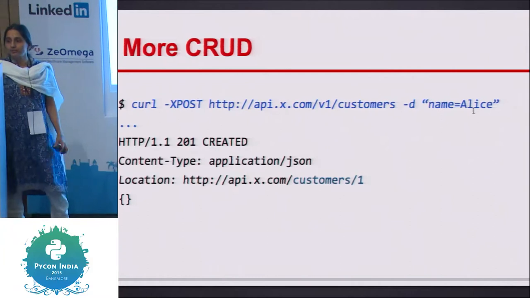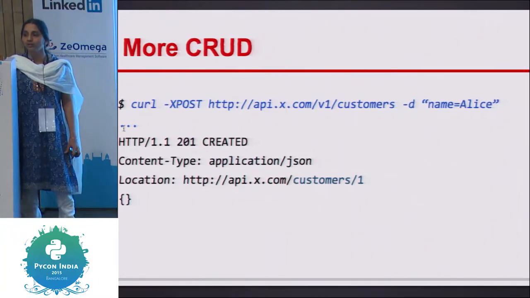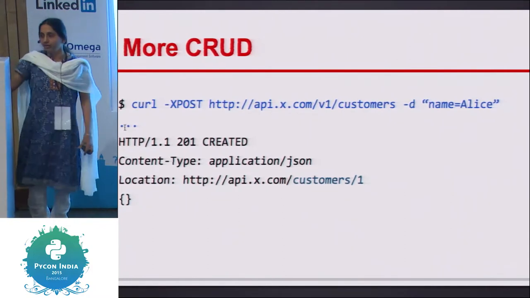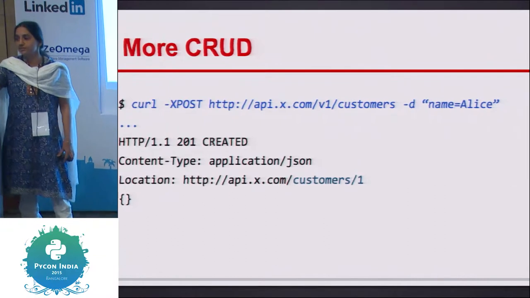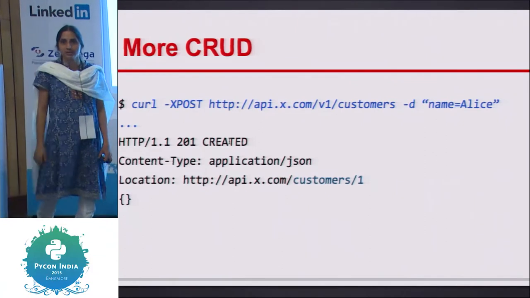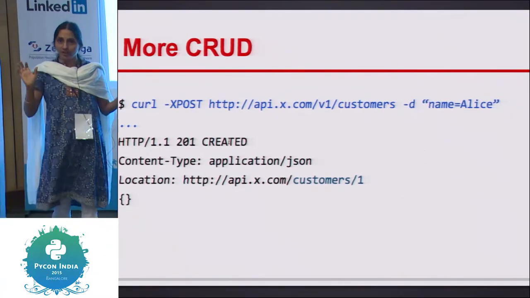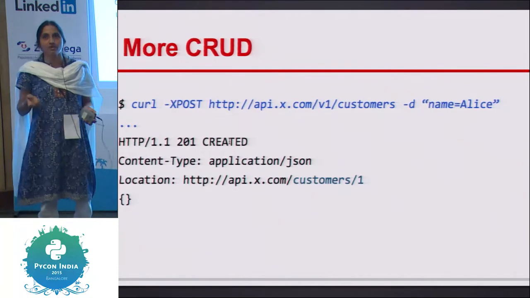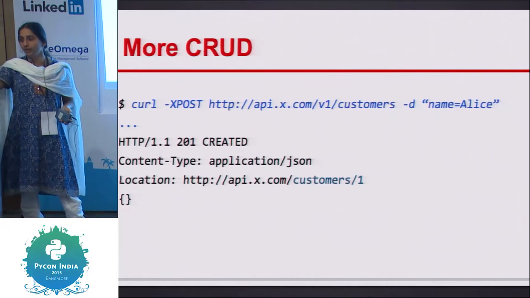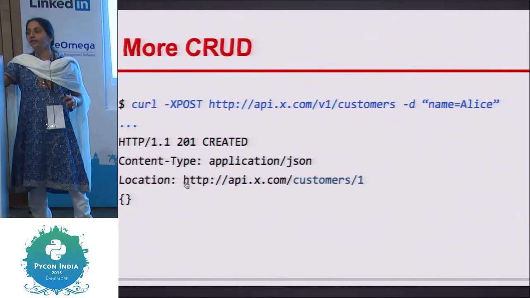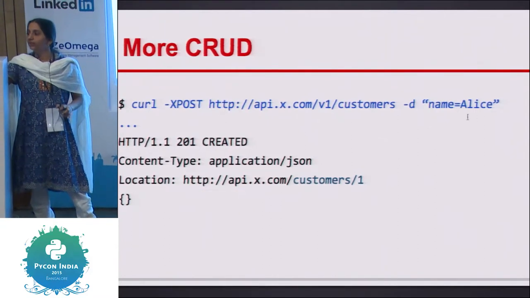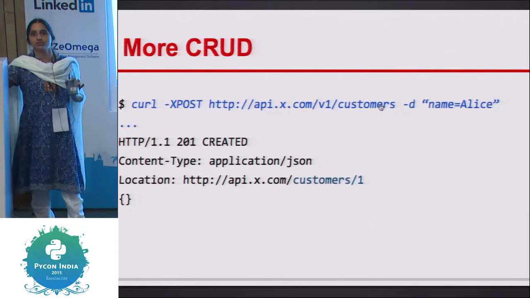So what did it respond with? I have omitted a few headers here, which are redundant in this context. The server has responded with 201 as a status code and Created as a status. So the server says, okay, I have created the resource that you have asked for. And where did I create it? How can you access it? It is the Location header. So I have created a customer with ID 1 with the data that you have given. That is the server response.